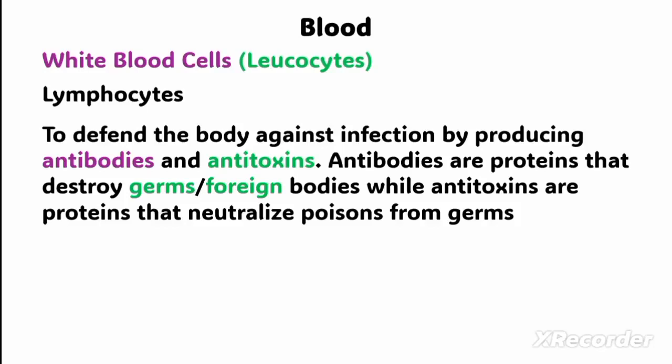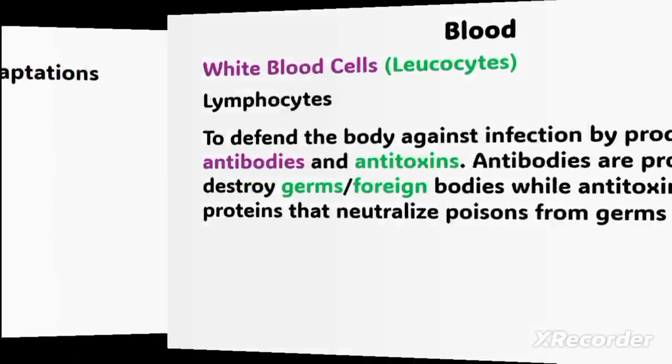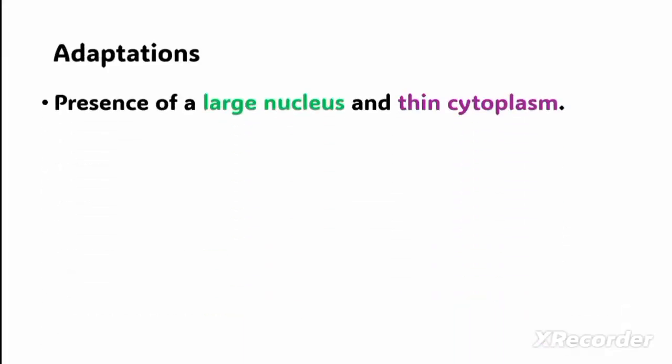So just in case there is poison content in the food you are consuming, it is the role of lymphocytes to produce the antitoxins to neutralize the poison that may be found in your food substances. Adaptation, presence of large nucleus and thin cytoplasm helps lymphocytes to carry out their function.